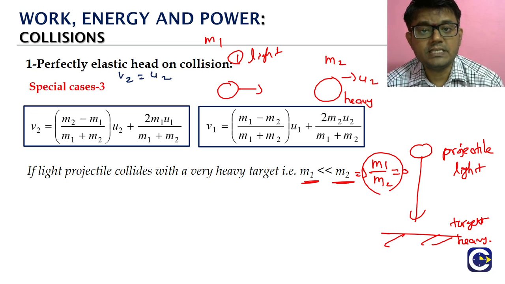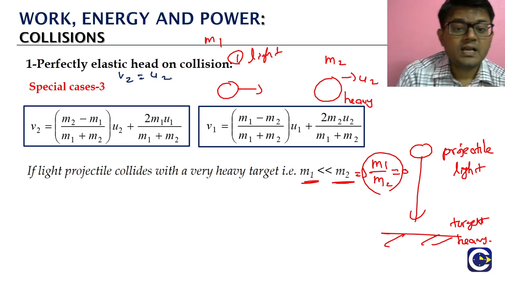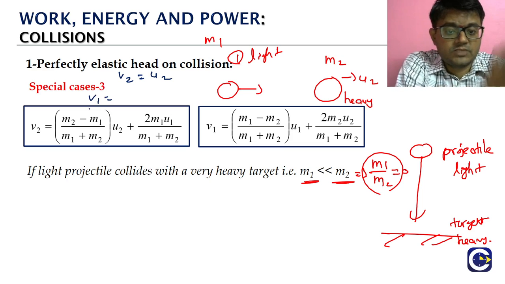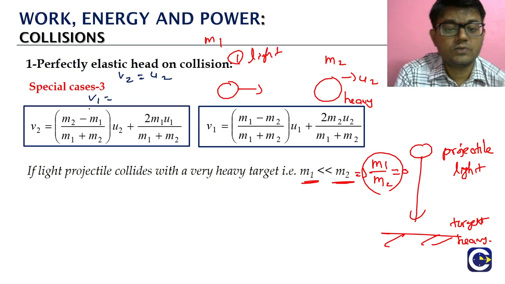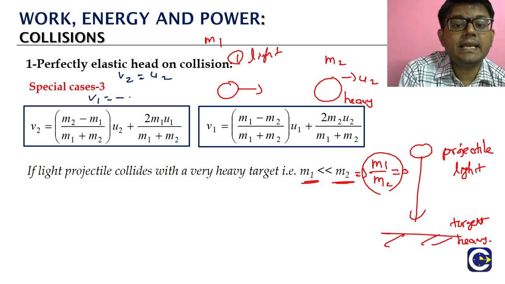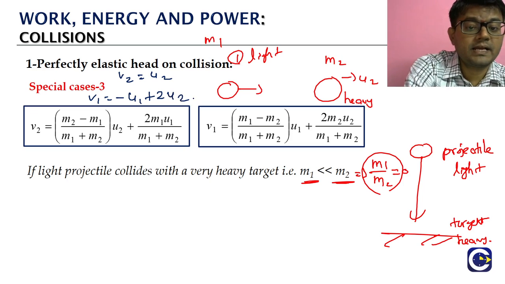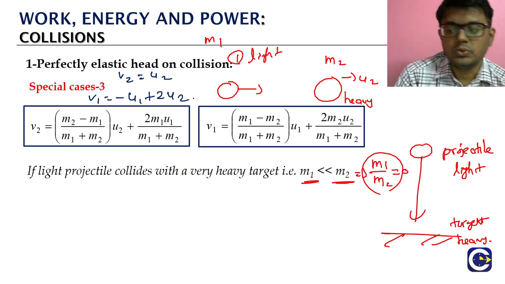v2 value will not be changing, right? v2 will be equal to what? u2. And v1 exactly, what kind of expression do we get there? We will have to repeat it. So v1 will be equal to what? Minus u1 plus 2u2. See what the value of v1 comes out to be, minus u1 plus 2u2.